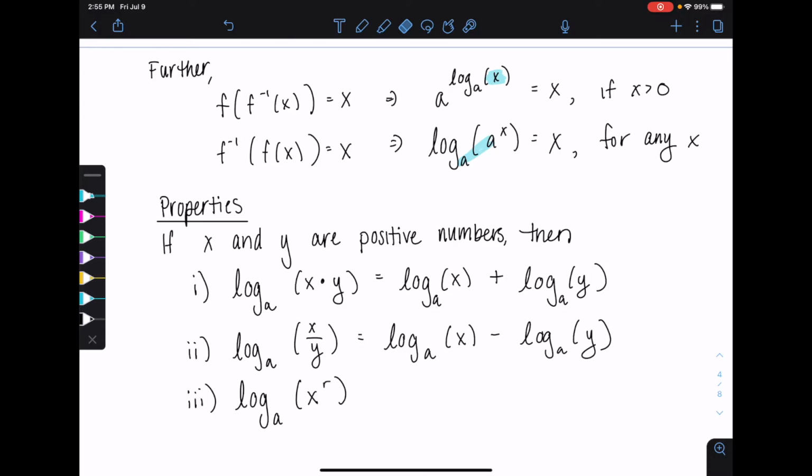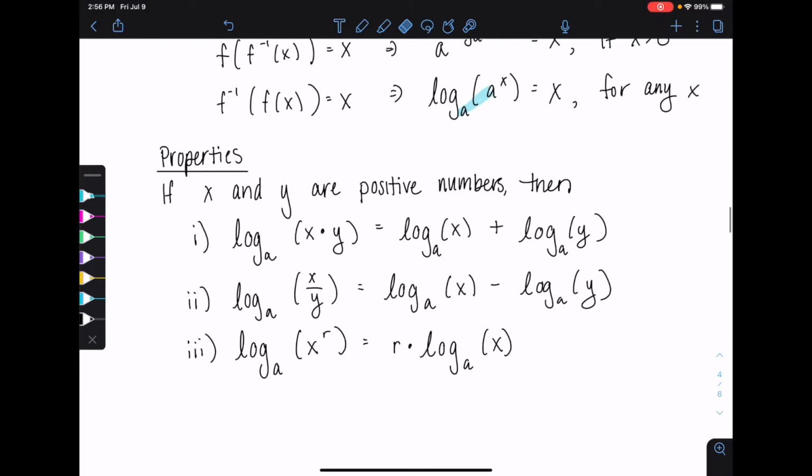If we have an exponent, think of that as repeated multiplication, so x times x times x times x. You would go ahead and ultimately add all those up, so that exponent is going to pop out because it would be log base a of x plus log base a of x plus log base a of x. And you do that r times, so the exponent comes out front.